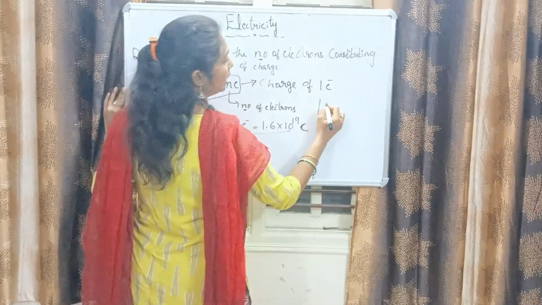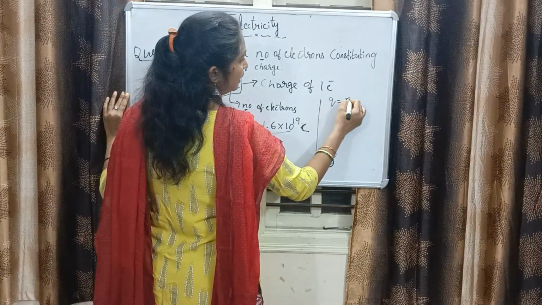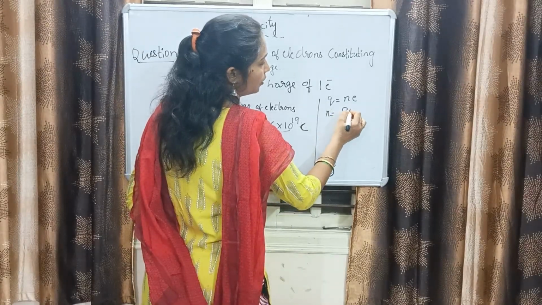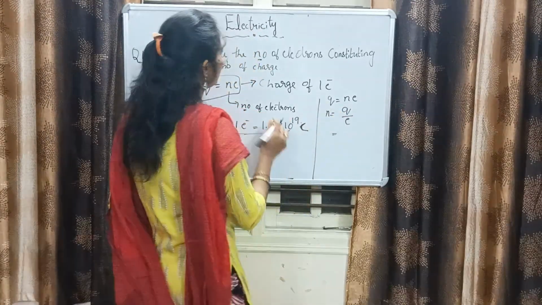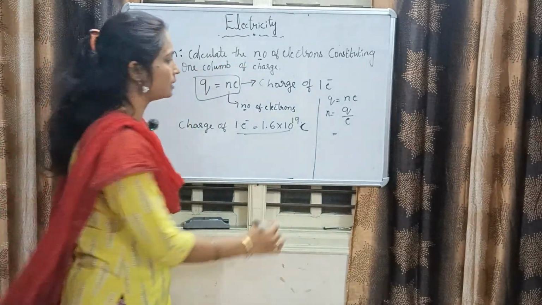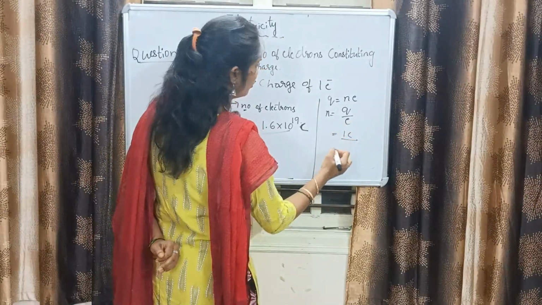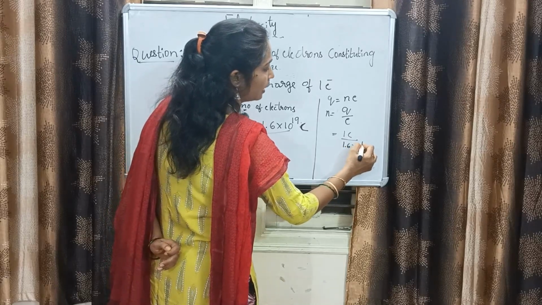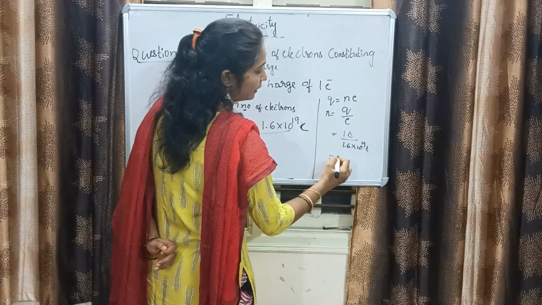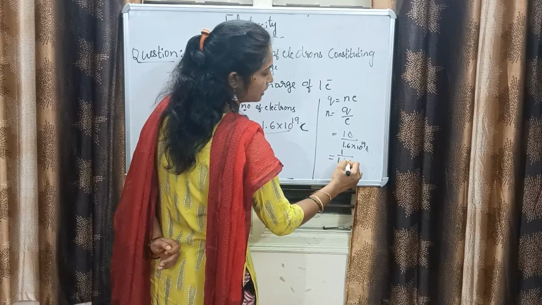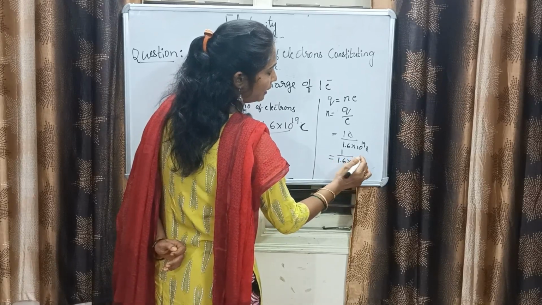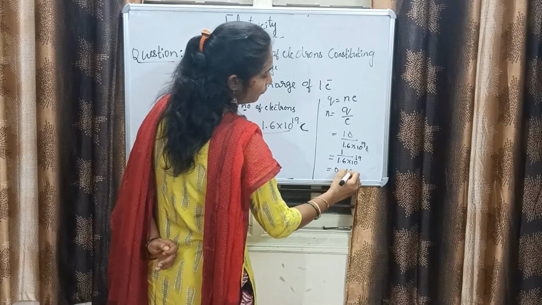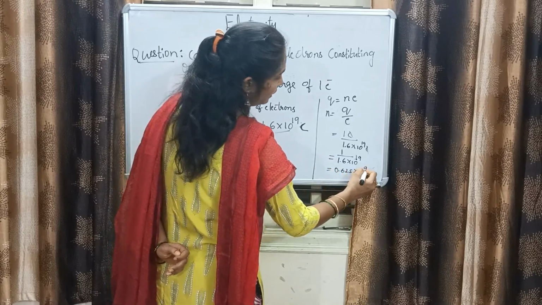So, for that, Q is equal to what, guys? Ne. Here, the number of electrons you need to calculate. N is equal to Q divided by e. Q is nothing but 1 coulomb of charge, guys. 1 coulomb divided by, what is the electron charge? 1.6 into 10 to the power of minus 19 coulomb. Coulomb will get cancelled. 1 divided by 1.6 into 10 to the power of minus 19 is there. That is equal to 0.625 into 10 to the power of 19.